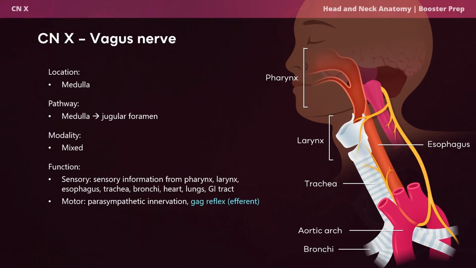It is especially important to note that the vagus nerve provides motor innervation to the palatoglossal muscle. Finally, the vagus nerve supplies the efferent branch of the gag reflex. And now we are moving on to the accessory nerve.